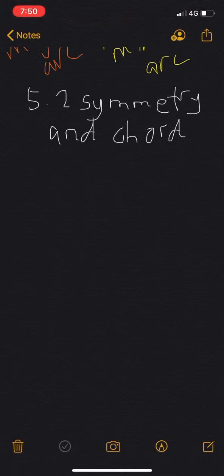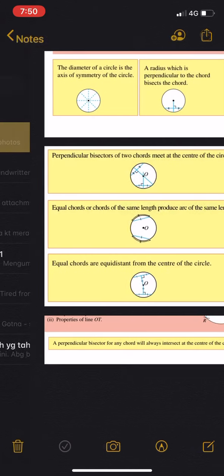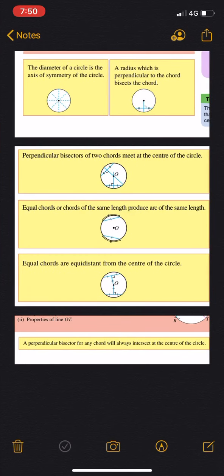So 5.2 Symmetry and Chord. As you can see, there are 1, 2, 3, 4, 5 and 6 properties of a symmetry in a circle. Okay, we go one by one. The first one: the diameter of a circle is the axis of symmetry of the circle.